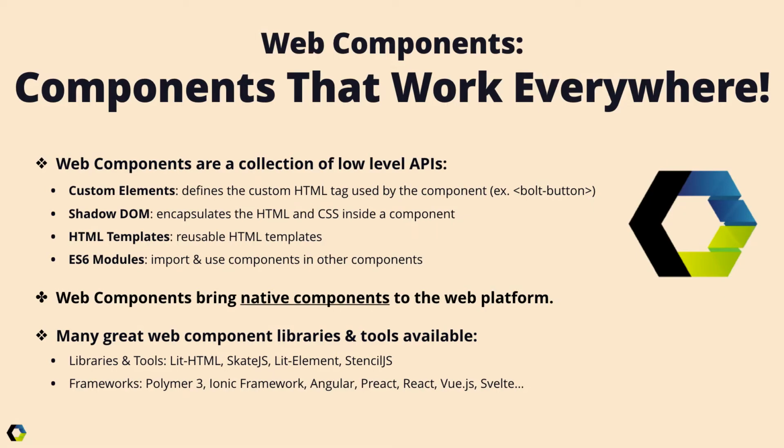We use lit.html and skate.js. They're really great, helpful libraries that make the assembly of these things super easy. But there are more fully built-out libraries out there, like Google's Lit Element project, and also Stencil.js, which Ionic Framework uses. And then there are even higher level frameworks like Polymer 3, Ionic, and believe it or not, a lot of the major JavaScript frameworks out there like Angular, React, and Vue.js actually fully support web components.